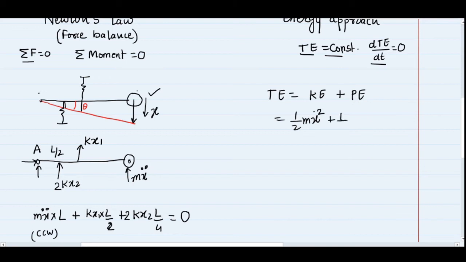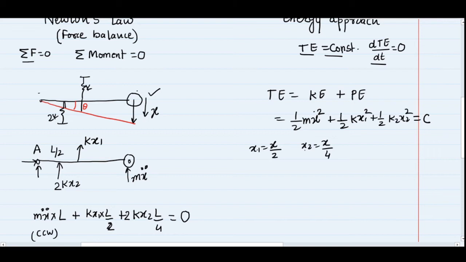and the potential energy will be 1 by 2 k1 x1 square, this is your 2k and this is k, so 1 by 2 k x1 square plus 1 by 2 k2 x2 square, and that will be constant because this is my total energy. I know that x1 is equal to x by 2 and x2 is equal to x by 4.